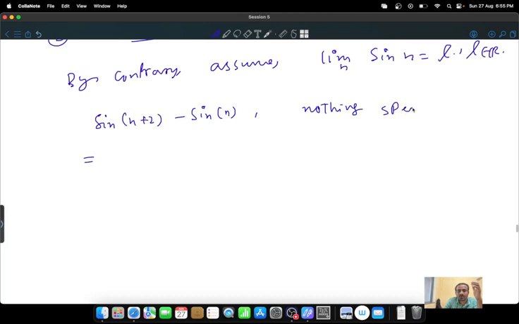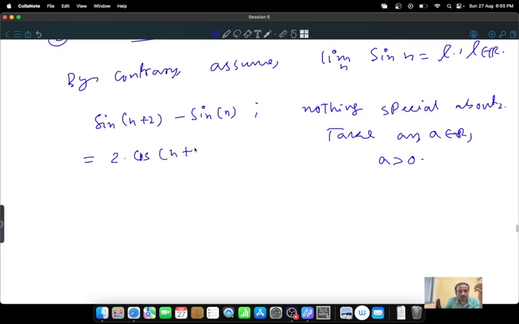Take any real number, obviously take positive, otherwise you may have some considerations. Anyway, so now what is the formula? sin c − sin d is actually 2 cos((c+d)/2) sin((c−d)/2). Here (c+d)/2 is n+1, and (c−d)/2 is 1, so sin 1. That is the thing you have learned in class 12.